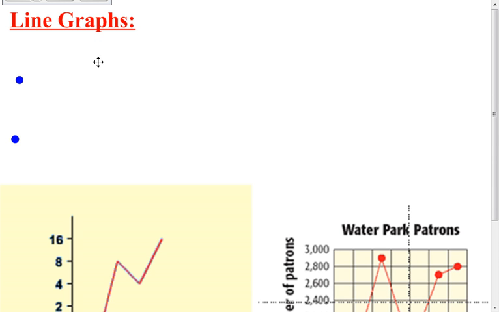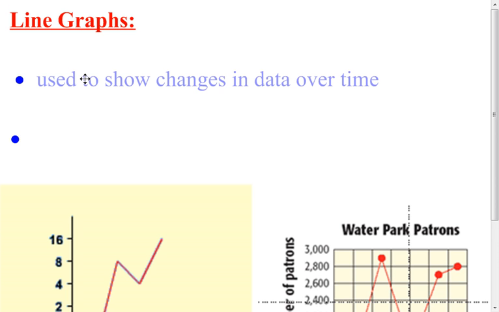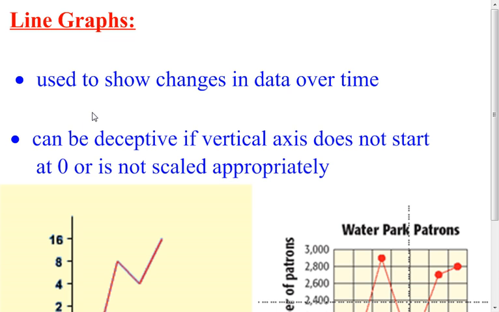In this lesson, we'll be looking at data that has been displayed in various line graphs. So line graphs are used when you want to show how something changes over time. That's the best reason to use a line graph, how something changes over time. Line graphs can also be deceptive or distorting.